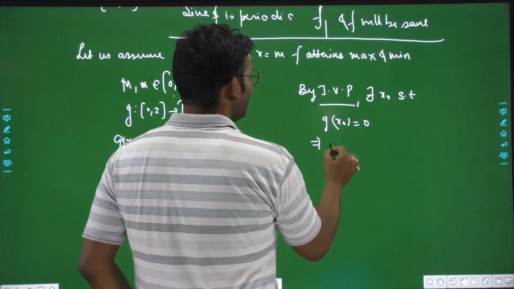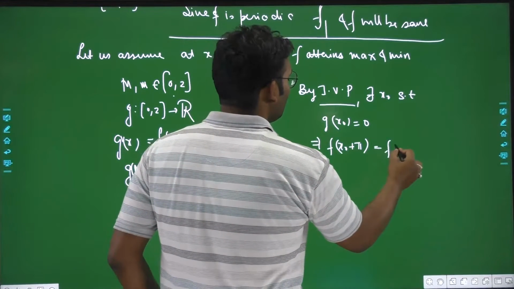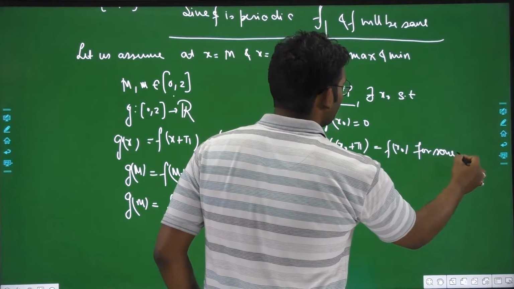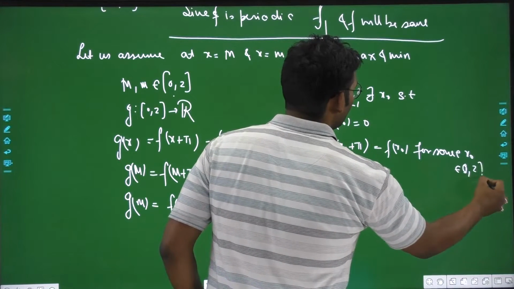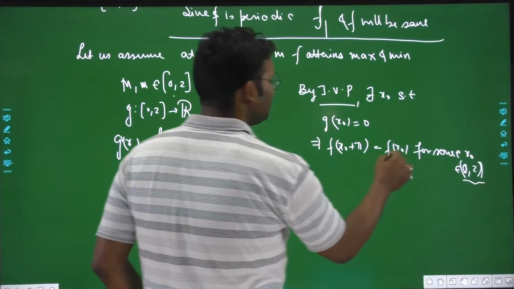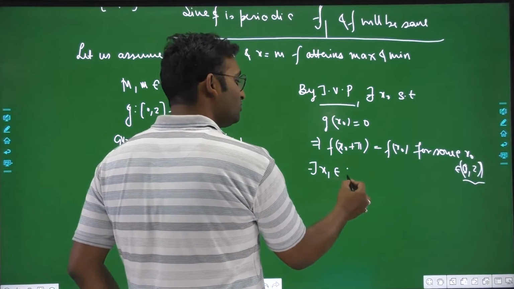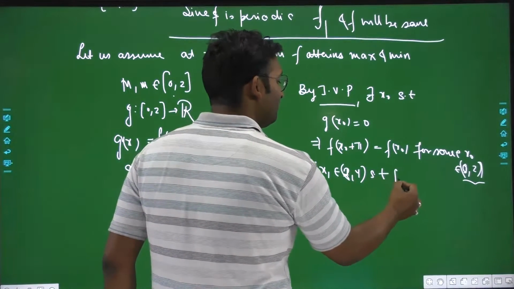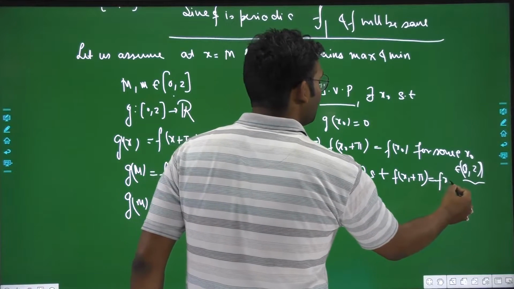That implies f of x naught plus pi equals f of x naught for some x naught belongs to 0 comma 2. So for some x naught belongs to 0 comma 2, you have this. Similarly, there will exist some x1 belongs to 2 comma 4 such that f of x1 plus pi is equal to f of x1. The same steps you are going to apply.